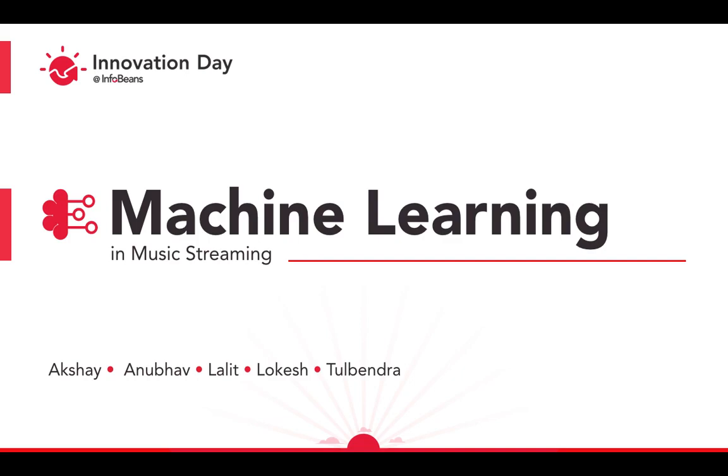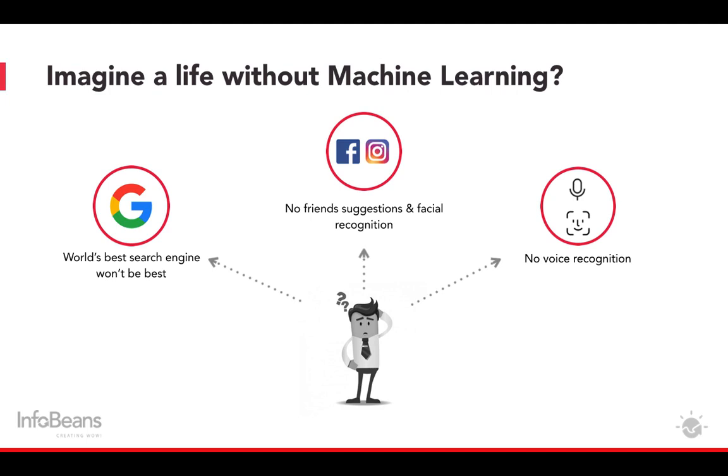Before moving to the definition, let's imagine a life without machine learning to understand this better. If we imagine a life without machine learning, then the world's best search engine won't be the best because it won't provide us the relevant search result. No friend suggestion and facial recognition on social networking sites like Facebook and Instagram. No voice recognition and similarly no product recommendation on e-commerce sites. Now these are a few examples where machine learning plays an important role, but there are many more.